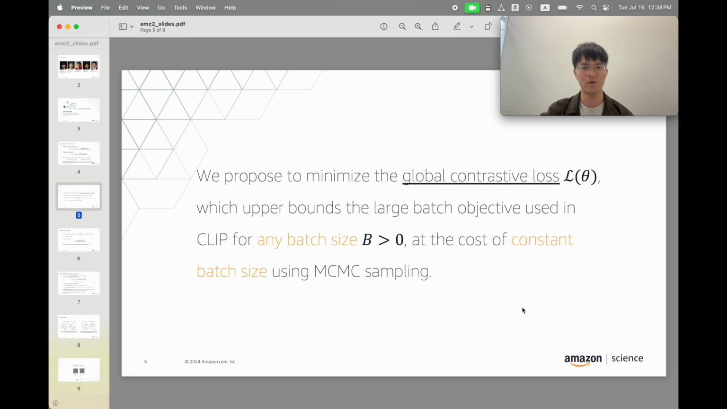In our paper, we propose to minimize the global contrastive loss, which is the upper bound, for any batch size that is used in CLIP, at the cost of only a constant batch size using MCMC sampling.